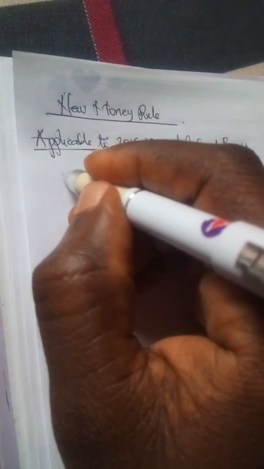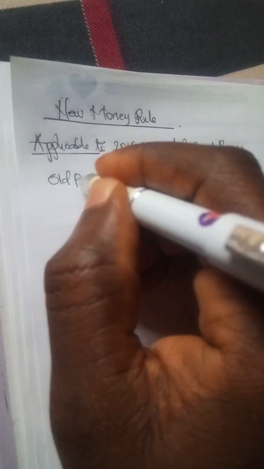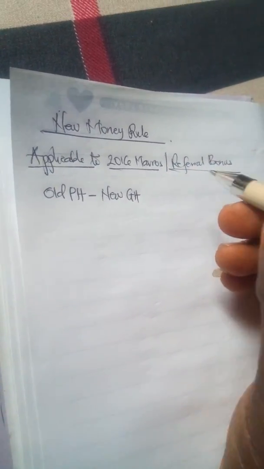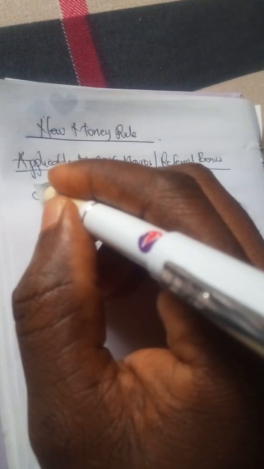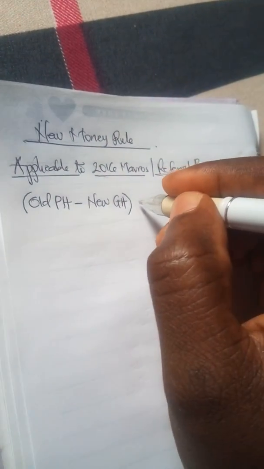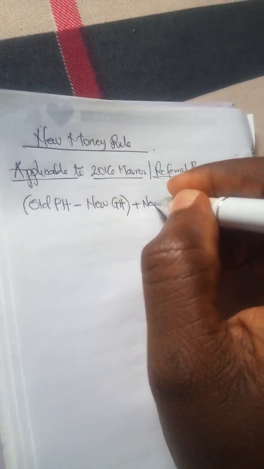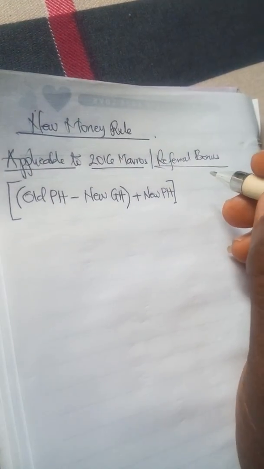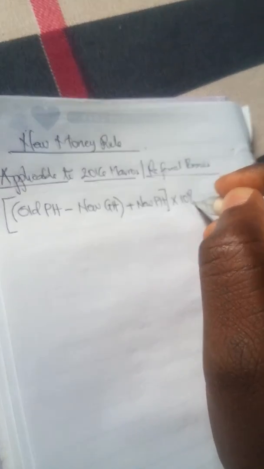Now the formula is simple and it's straight to the point, so I'm just going to write the formula down now. It says the old PH minus the new GH. The answer you will get from this, add it to your new PH, multiply the resulting answer from all of this by 10%.